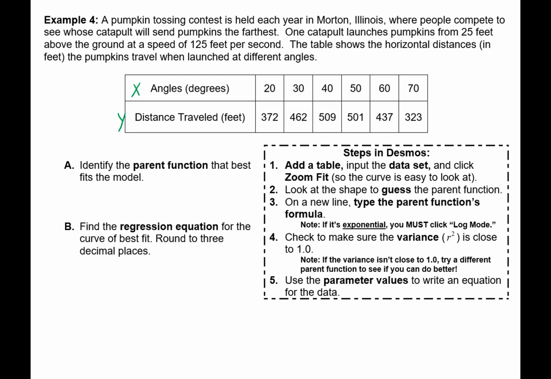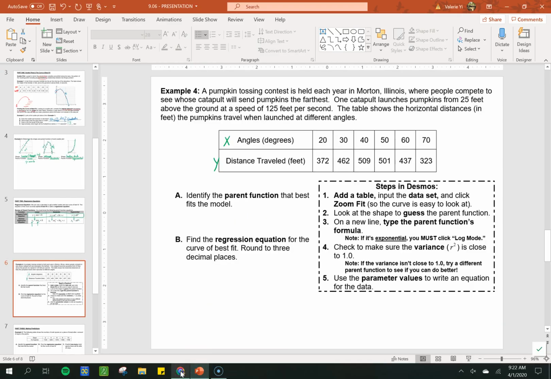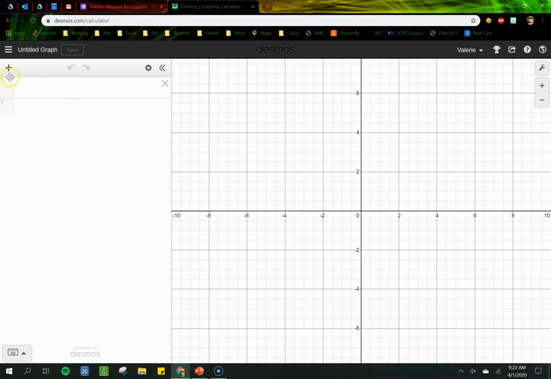So we have our x and our y. We are going to first add a table and enter it into Desmos. So I'm going to pull up Desmos here. To get a table, you're going to click this plus sign that says Add Item, and then you're going to go down to Choose Table.